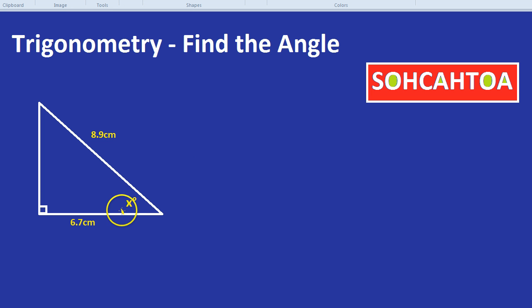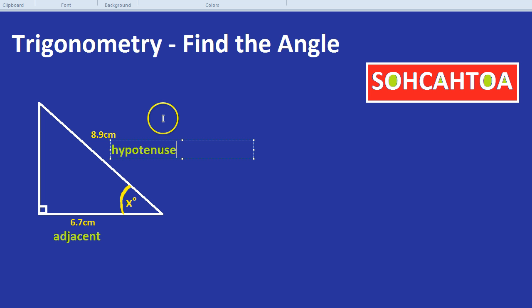Well, first, as always with trigonometry, we need to label our sides. What are the two sides that we have? The 6.7 side, it's touching the angle and it's also touching the right angle. So it must be the adjacent. This is the adjacent side. 8.9, that side, is the longest side and it's also opposite the right angle. So that must be the hypotenuse.